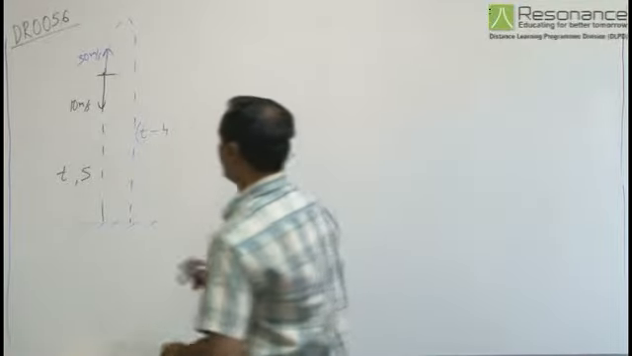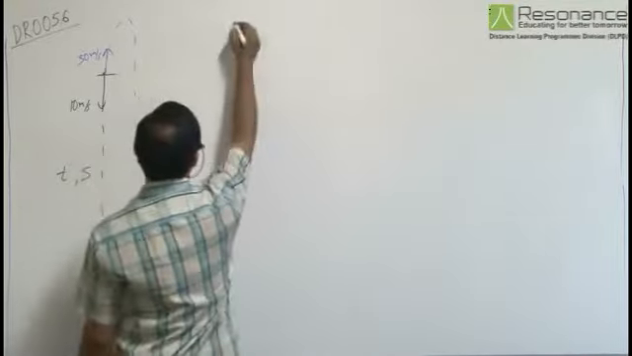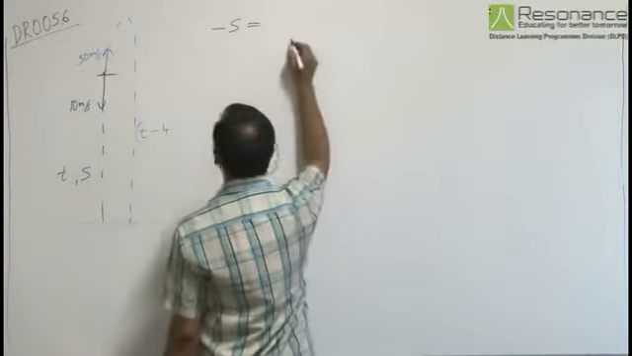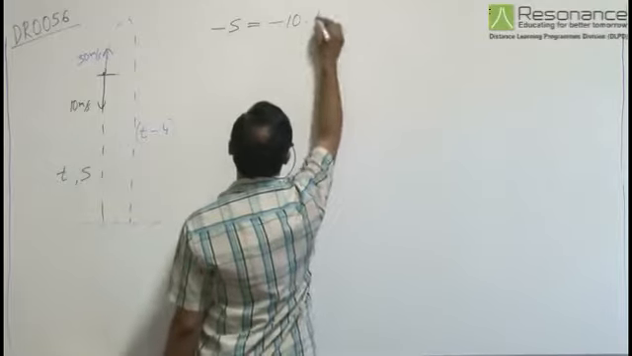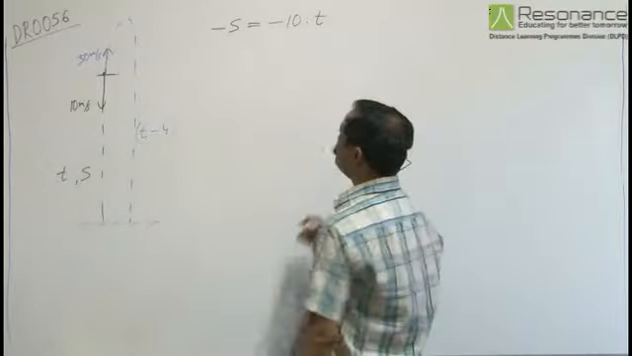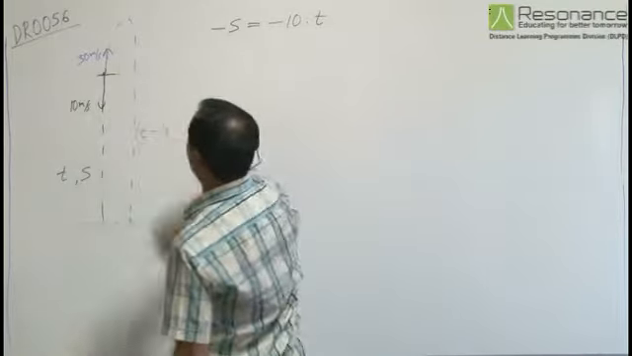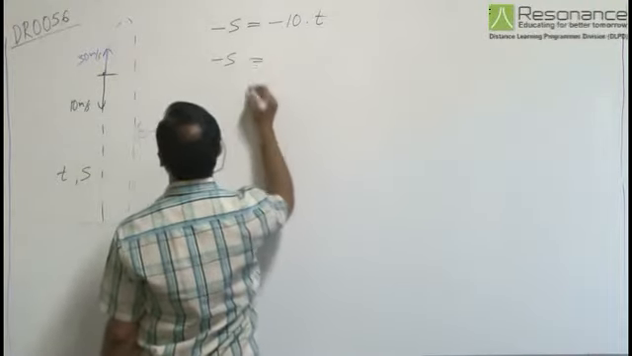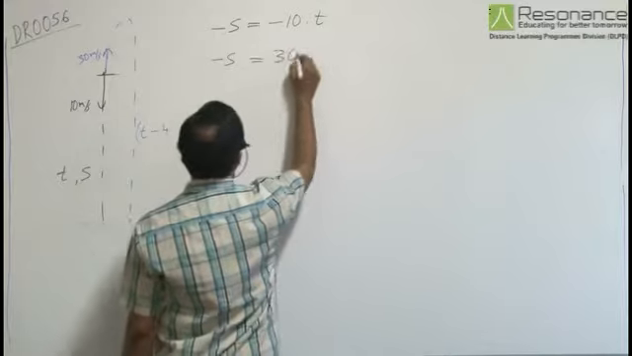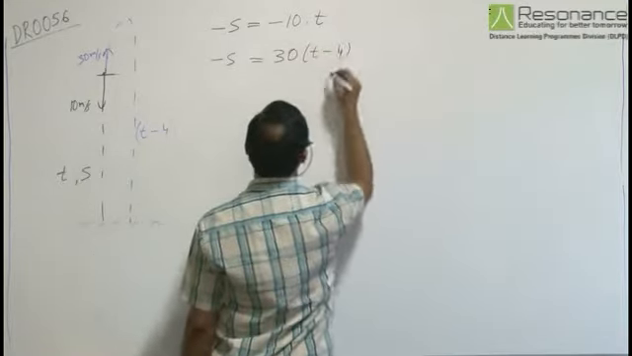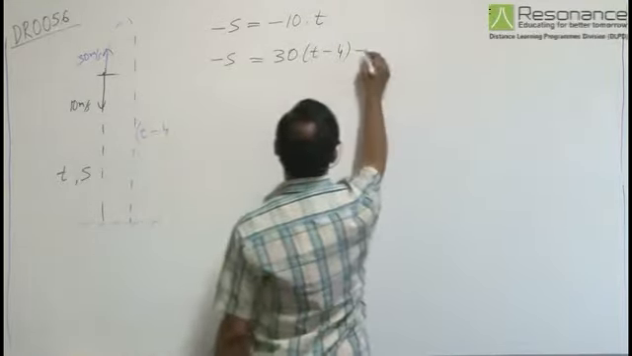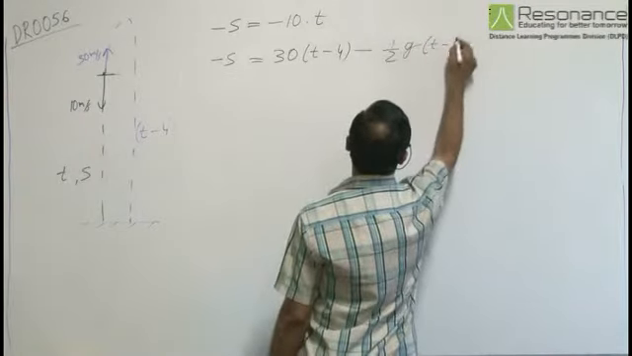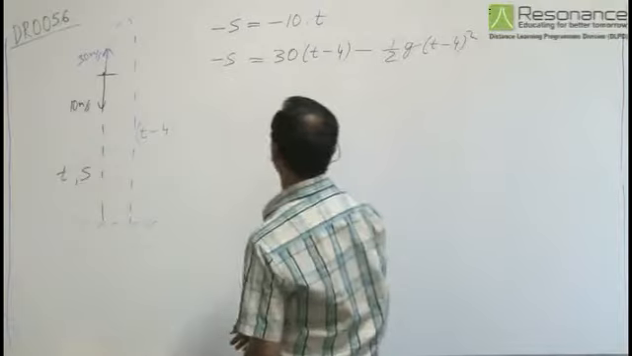So here we can write, for the lift, minus s is equal to minus 10 into t, and for the stone, minus s is equal to 30 (t minus 4) minus half g (t minus 4) square.